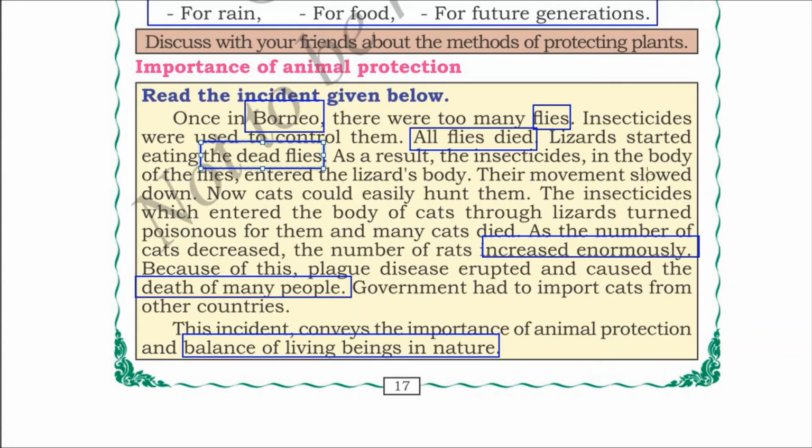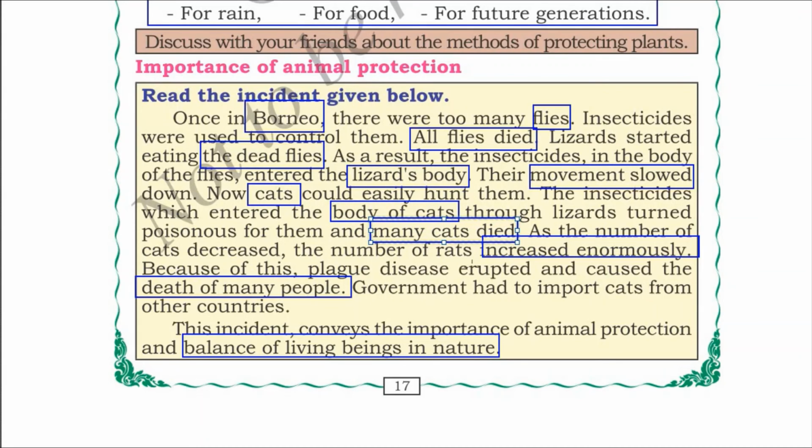As a result, the insecticides in the body of the flies entered the lizard's body. And because the lizard's body had the insecticide, their movement slowed. And because of this, the cats could easily hunt the lizards. The cats used to consume the lizards and now they could easily hunt them down. And the insecticides entered the body of the cat through the lizards. And this resulted in the death of many cats.